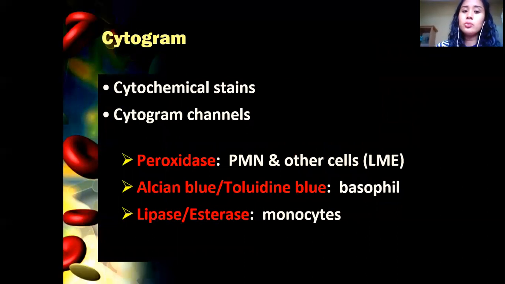So, class, we have cytochemical stains. I think it's in your notes. Class, can I just give you heads up? So, basahin niyo na lang. Hindi ko masyadong ilalabas ang cytochemical stains.